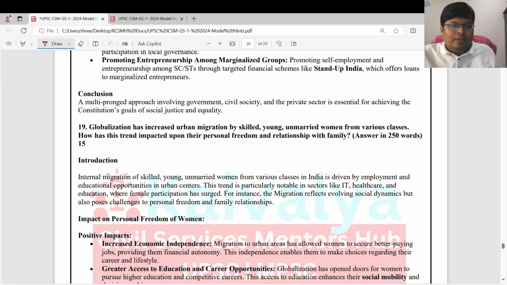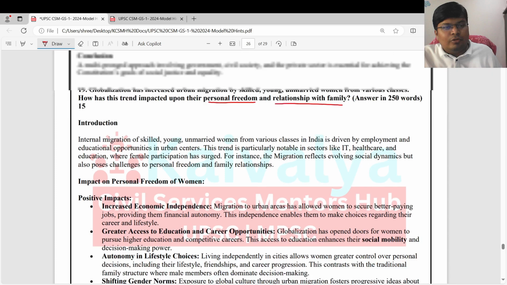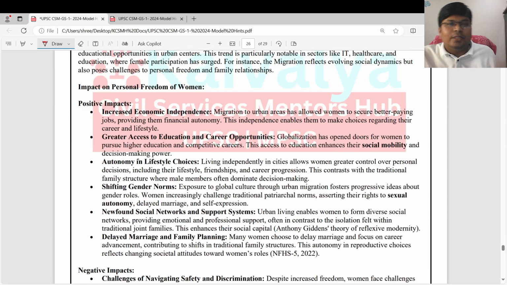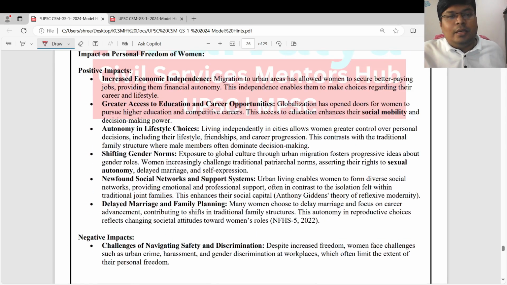Then impact on personal freedom of women. Now you are supposed to discuss its impact on personal freedom and relationship with family. Again, in the context of personal freedom of women, you need to cover both positive and negative impact. Positive in the sense of the right to choice, they become more empowered, with financial independence. They make their own decisions, which helps in increasing their confidence. Such dimensions you are supposed to include, but they must be supported with an example or fact, or your point must be self-explanatory in nature.